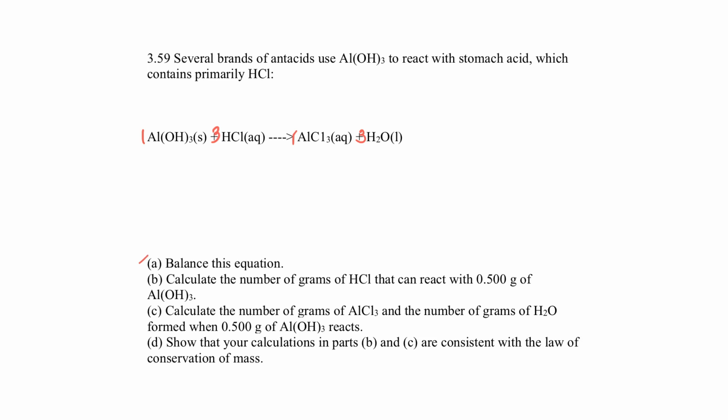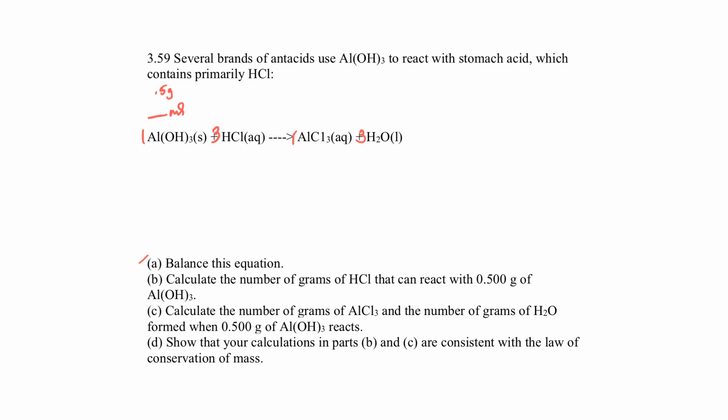B, calculate the number of grams of HCl that can react with 0.5 grams of aluminum hydroxide. All right, so we've got 0.5 grams. I want to go to moles because remember, I need a number. Numbers make ratios. 2 is to 3 as 4 is to 6. It's related based upon mathematics, and the math is numbers to numbers. And that's what a mole is. A mole is a huge number, but it's still a number. Grams is a weight. I want to know how many of these things there are, and it's a 1 to 3 relationship. So I need to know how many moles of aluminum hydroxide there are.